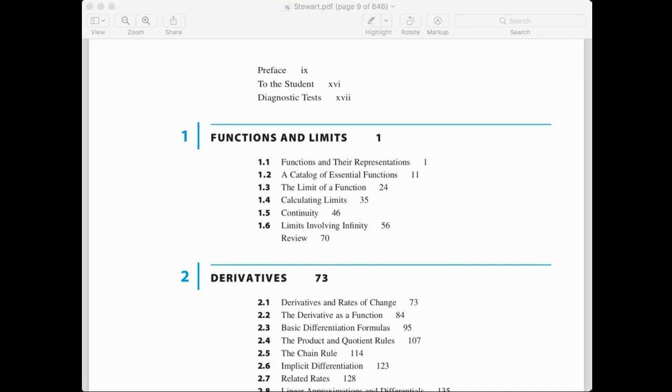Now, okay, let me see the question. Oh, okay. Yeah, we're reviewing functions. What's going on?